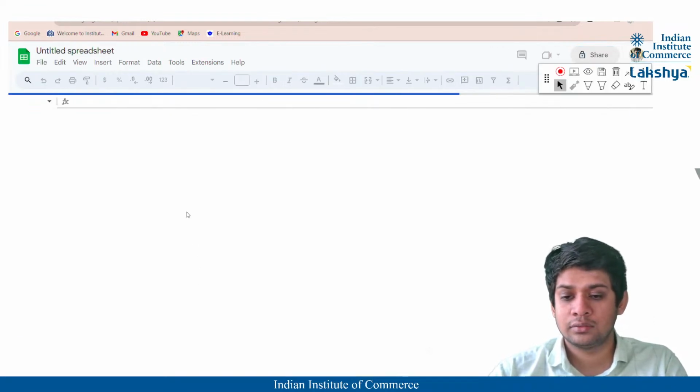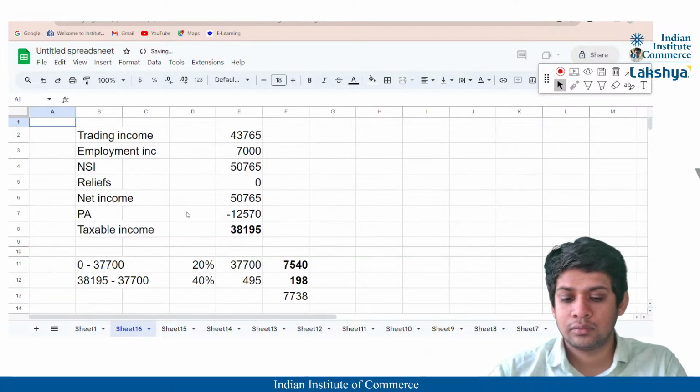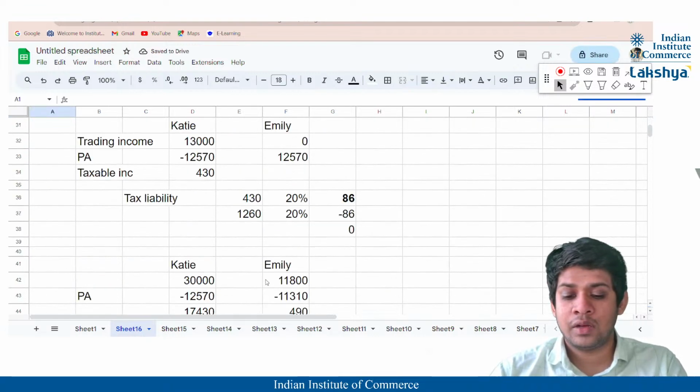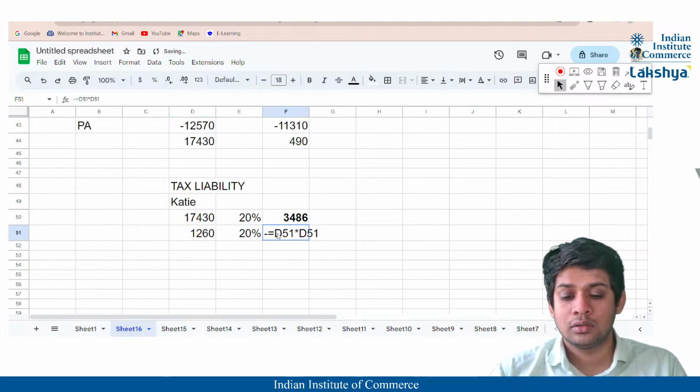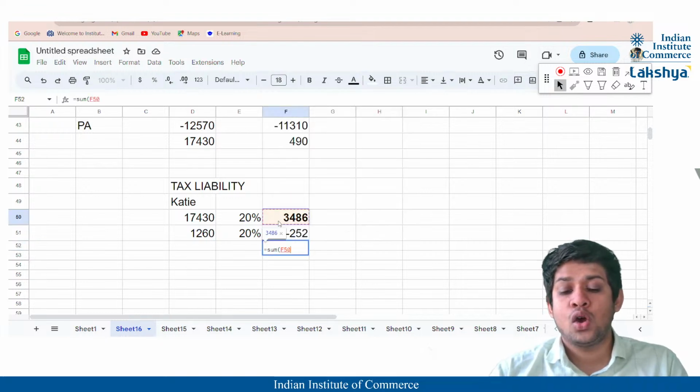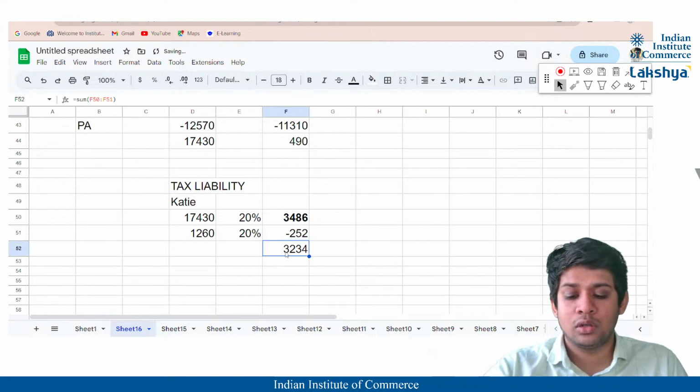Where were we? So she will reduce 1260 into 20%, that is, she will get a deduction of 252, and the tax liability on Katie will be nothing but 3234. Correct?